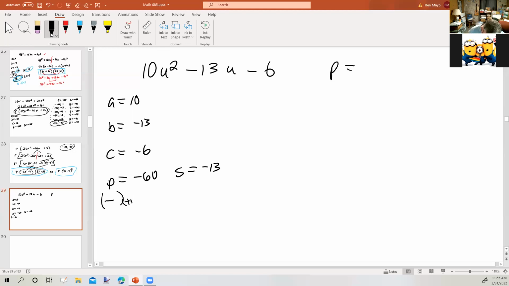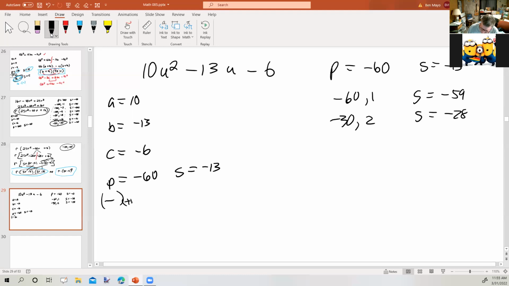I'll tell you what, I'm going to put it up here again, so I have lots of room. So I'm going to go with negative 60 and 1, because I need a big negative, little positive. That gives me the right product. The sum is what? Negative 59. Well, let's cut this in half, consequently double that. The sum is negative 28. Let's cut this in half and double that. The sum is negative 11. Okay. So each time I cut this in half, I doubled that. That way I still get a product of negative 60.